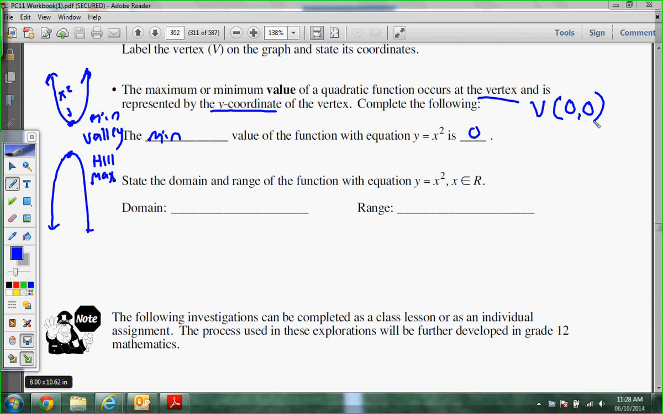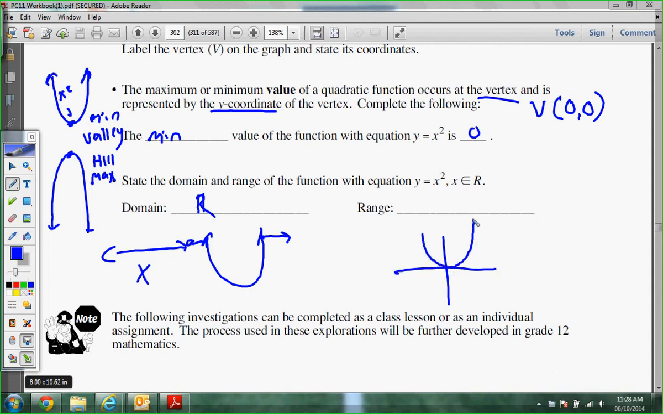Say the domain and range of the function. There are no limitations on what my x can be. If you look at your picture, there's nothing that's stopping it from going this way or this way. So your domain is all real numbers. Okay, all real numbers. Your range, there is a limitation.